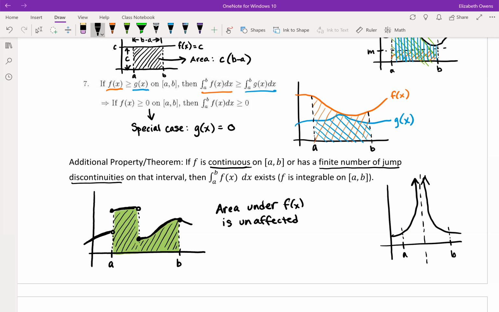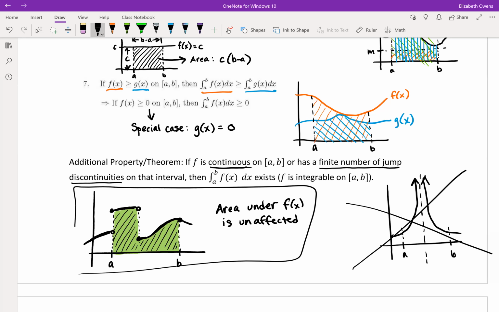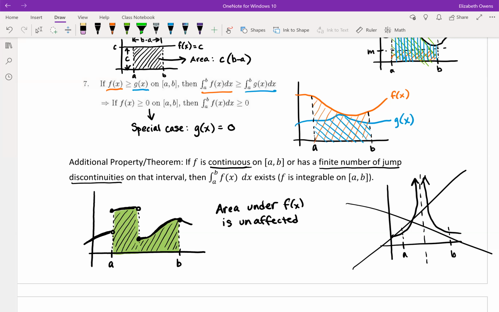And actually, this is something that you're going to handle in Calc 2, looking at what happens there. So, a little teaser for the class after this. But that's not something we're going to handle in this class. We just know that if there's a finite number of jump discontinuities, then the function is still integrable. All right, so there are your properties of the definite integral for now.